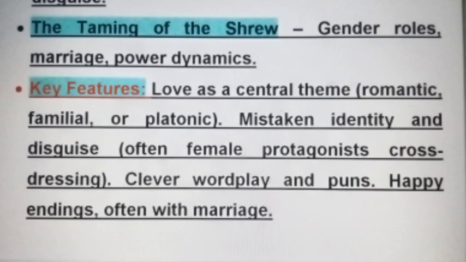Key features in Shakespeare's comedies include love as a central theme, romantic, familial or platonic love, mistaken identity and disguise, often female protagonists cross-dressing, then clever wordplay and puns, and happy endings, often with a marriage.